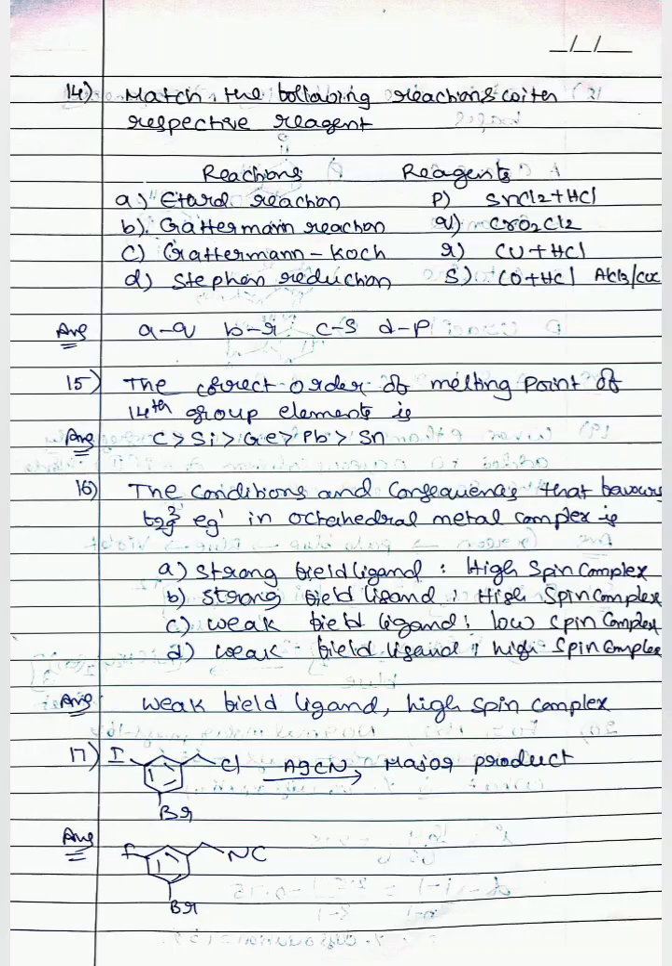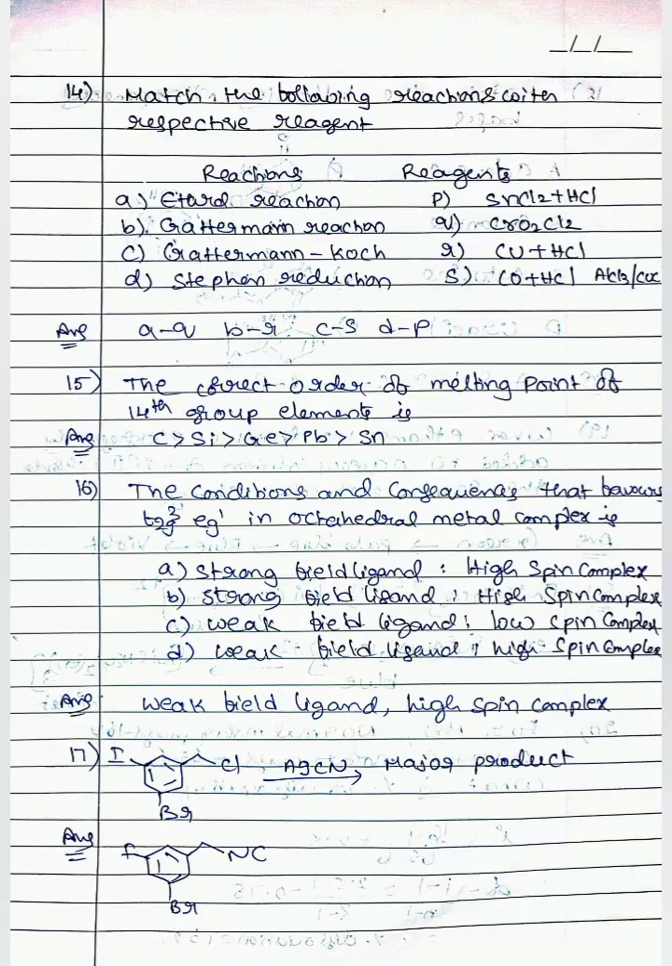The correct order of melting point of group 14 they are asking. I think maybe they have given this already in a statement type question. Maybe it's repeated, I don't know. But the correct order is carbon greater than silicon greater than germanium, and tin will be the least. So lead then tin, exception.